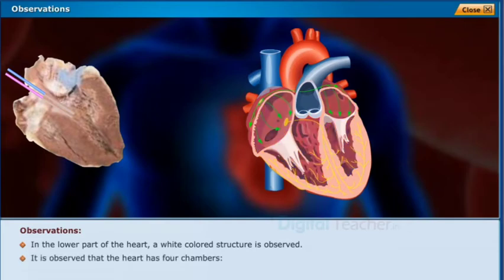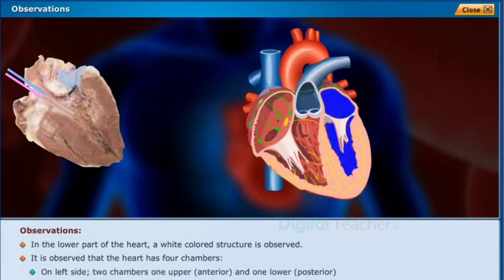It is observed that the heart has 4 chambers. On the left side, there are 2 chambers, one upper anterior and one lower posterior. On the right side too, there are 2 chambers, one upper anterior and one lower posterior.